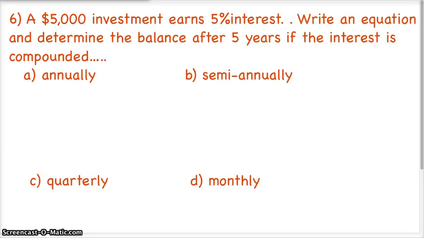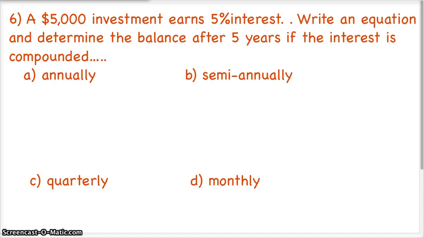Let's practice with an example. We have a $5,000 investment that's going to earn 5% interest. Write an equation and determine the balance after 5 years if the interest is compounded annually, semi-annually, quarterly, and monthly.